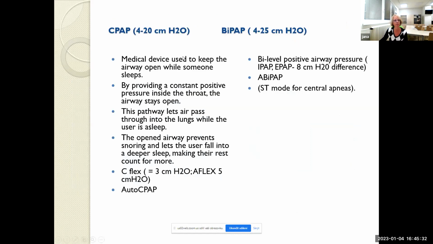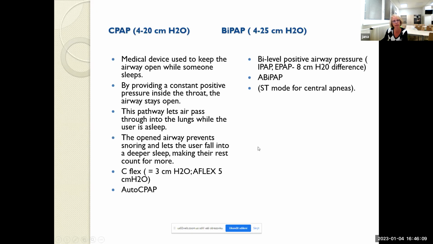The CPAP and BiPAP, what is the difference? Continuous positive air pressure devices have a range from 4 to 20 centimeters of water in the strength of the flow. BiPAP can do 5 centimeters more, and with that bilevel system, the inspiration-expiration pressure difference can be up to 8 centimeters of water, while CPAPs with the C-Flex function have only 3, but 3 is quite okay, because it's like normal breathing in inspiration and expiration.